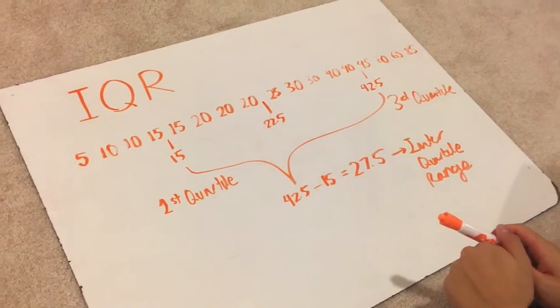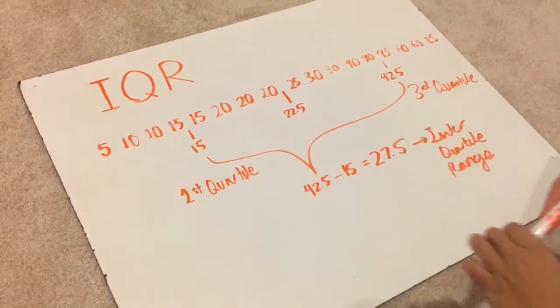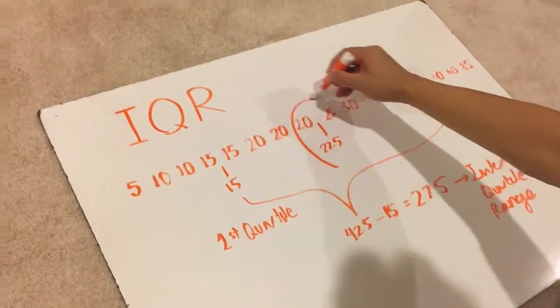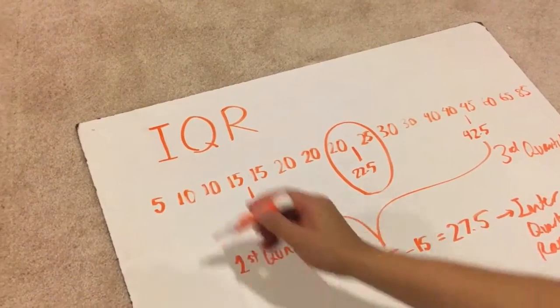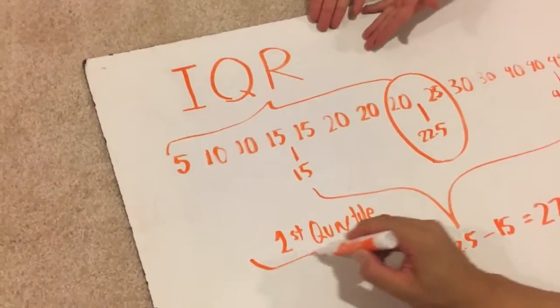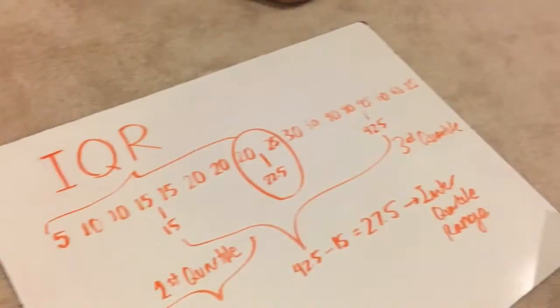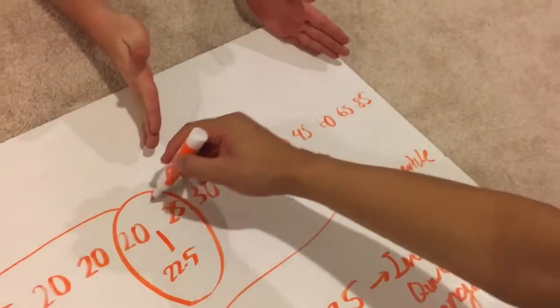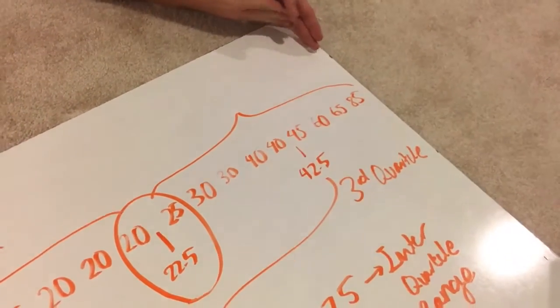To calculate the quartiles, first, arrange the observations in increasing order and locate the median. The first quartile, or Q1, is the median of the observations located to the left of the median of all the data. The third quartile, or Q3, is the median of the observations located to the right of the median.